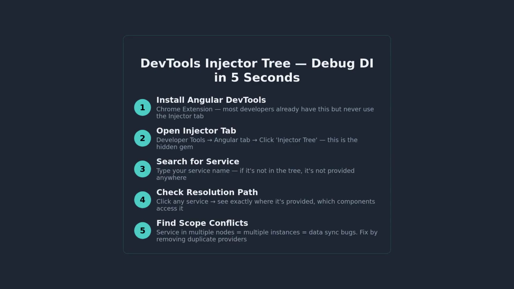Earlier I said I'd show you a DevTools trick. Here it is. Install the Angular DevTools extension. Open the Injector tab. This is the hidden gem most developers never click. When you get NullInjectorError, search for your service name in the tree. If it's not there, it's not provided anywhere. Then check the resolution path, click any service to see exactly which injector provides it. Finally, look for scope conflicts. A service in multiple nodes means duplicate instances and data sync bugs. 5 steps, 5 seconds. That's how you go from console log chaos to visual clarity.